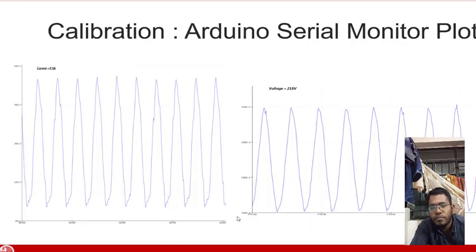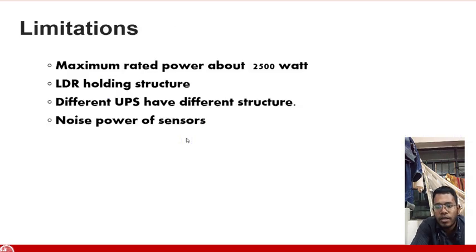Calibration. AC current and AC voltage sensor calibration is tough enough to solve by adjusting the pot on the sensors. We found these graphs on the Arduino serial monitor plot. We found the calibration factor by measuring the actual current and voltage values through a multimeter and comparing them with the values shown in the serial monitor plot.